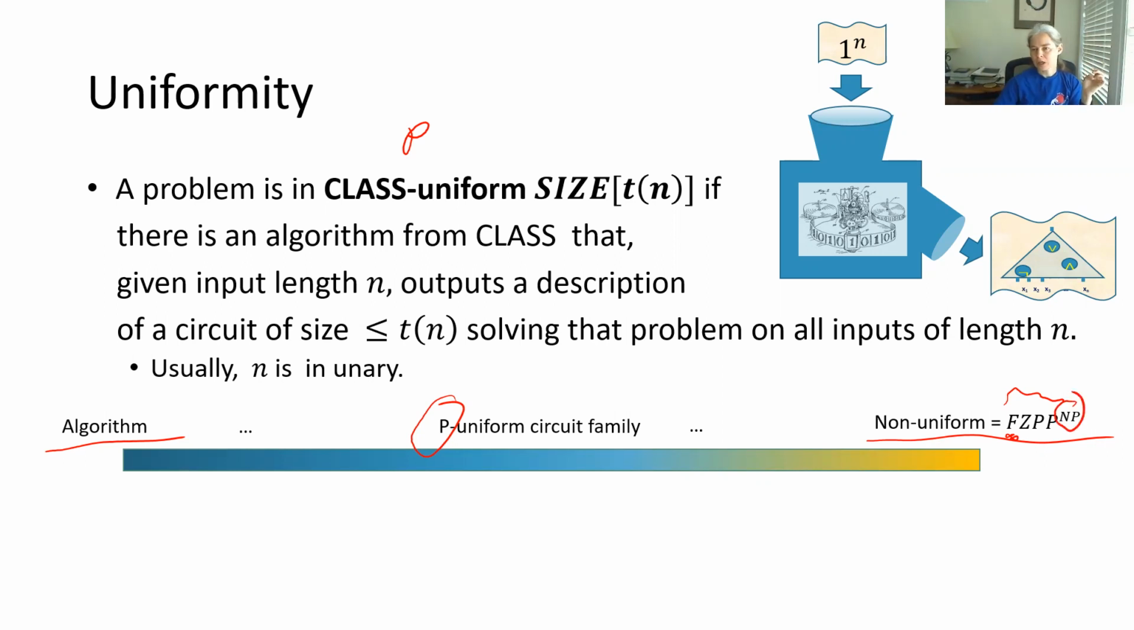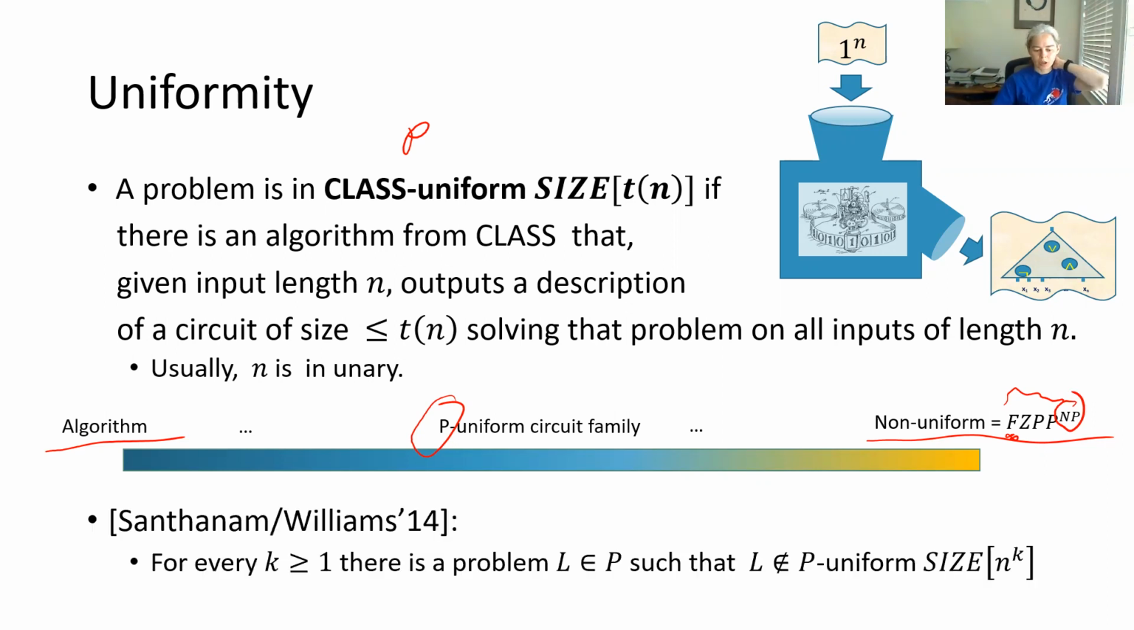And this just means that it can ask queries to NP queries. So one important result about uniformity, and this is kind of a starting point of some of the previous work that I mentioned, is Santana and Williams' beautiful paper from 2014, where they said that we have no idea if all of P is in size n squared, but we do know that size n squared cannot be constructible in polynomial time.